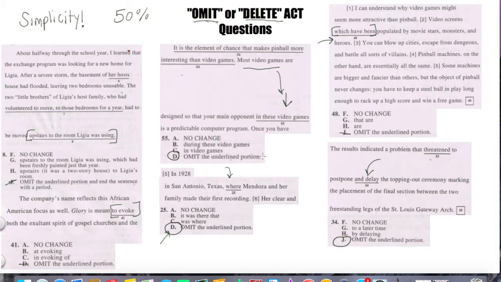So we saw 3 in which omit was the right answer, and we saw 3 in which omit was not the right answer. So you can see sometimes it works, sometimes it doesn't. The important thing is that when you see this answer, you make sure to check it out, because about 50% of the time it's the right answer.